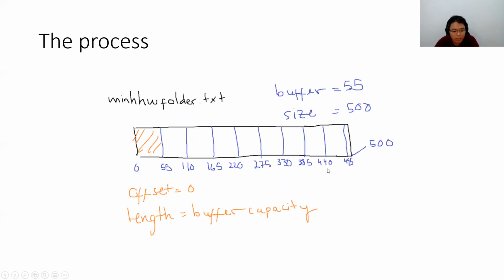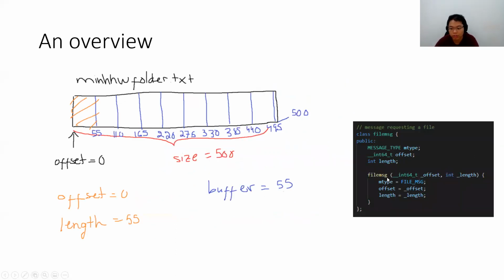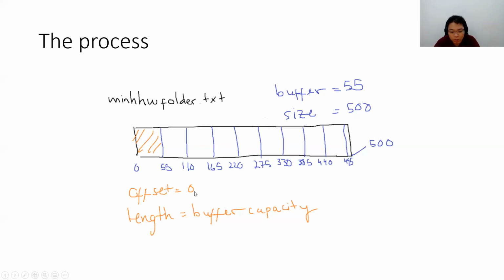And then what you do is, let's say the buffer is 55, the size is 500. Now, in the first process, you can see that it transfers the first 55 bytes. The offset equals 0, and this offset and length are in the package, right? The file message. So the offset was set to 0. The length will be the buffer capacity, which is 55. So then you send it to the server. The server will return back the first 55 bytes.